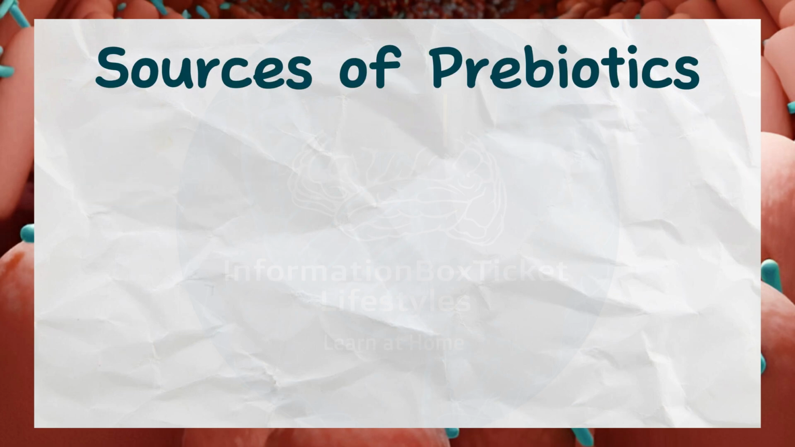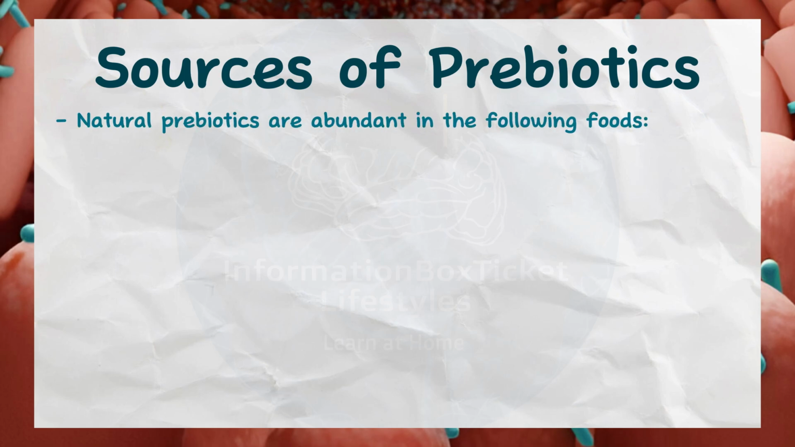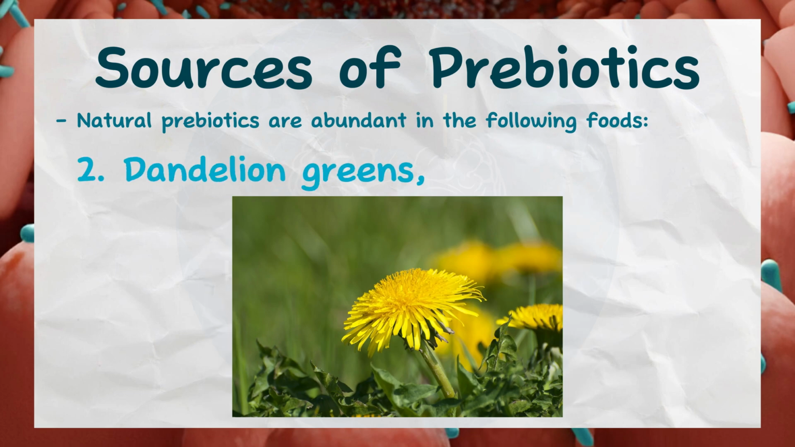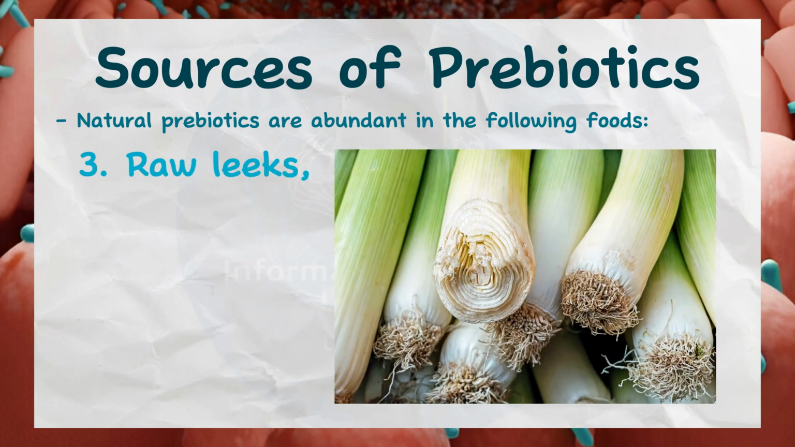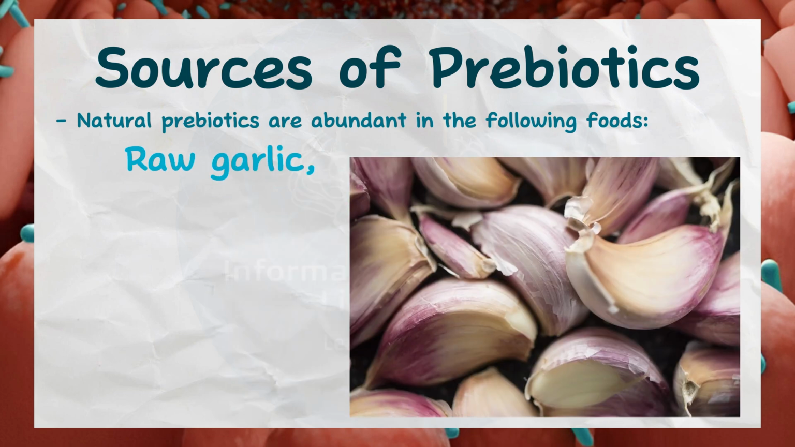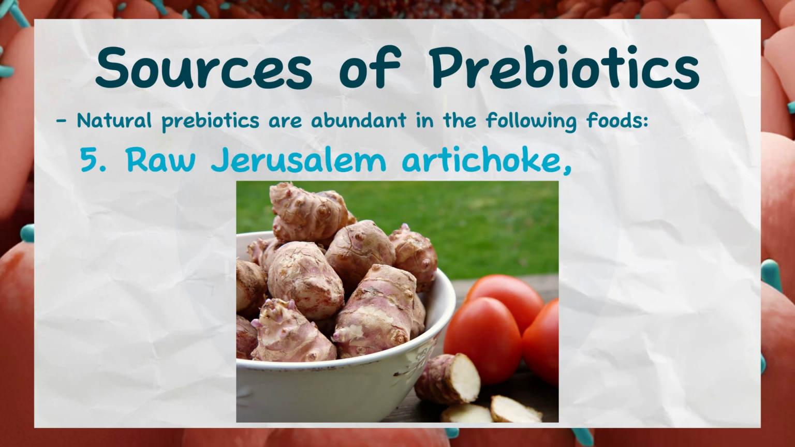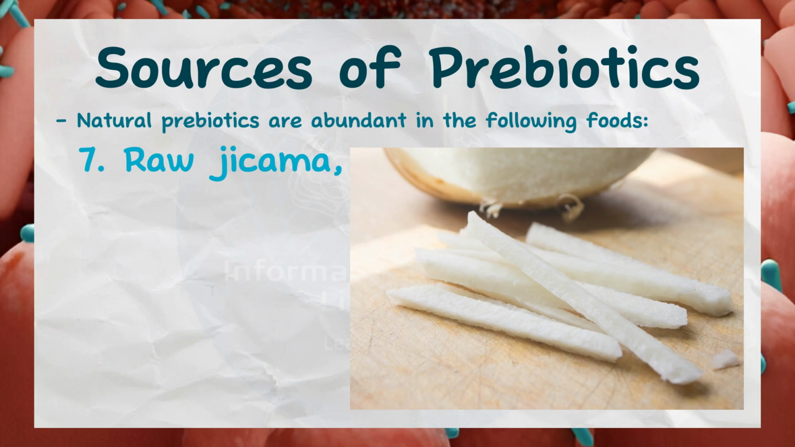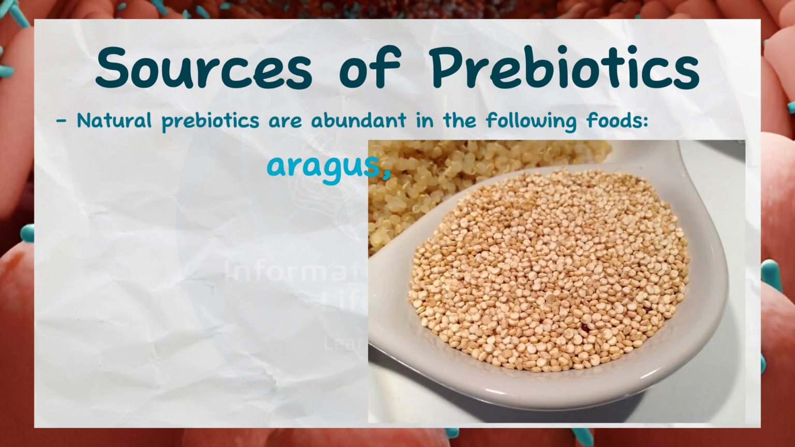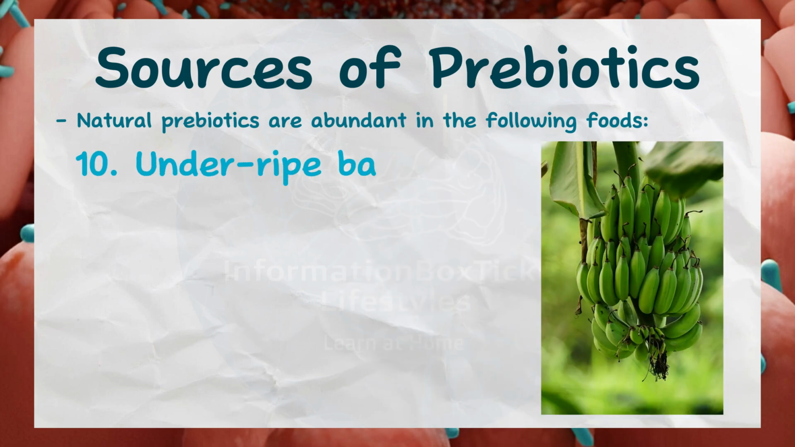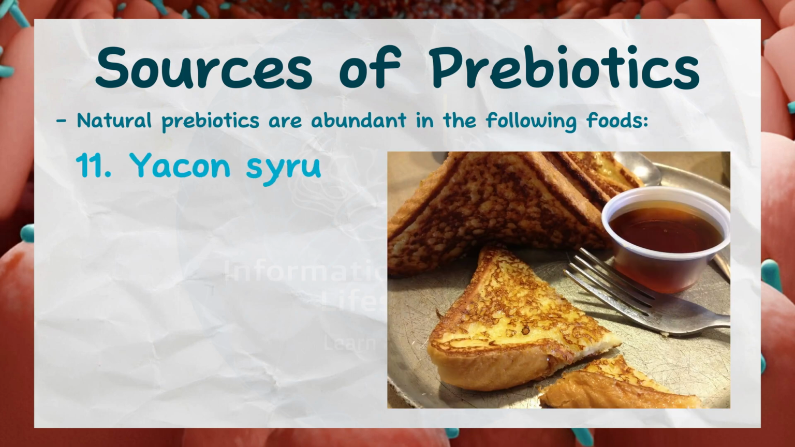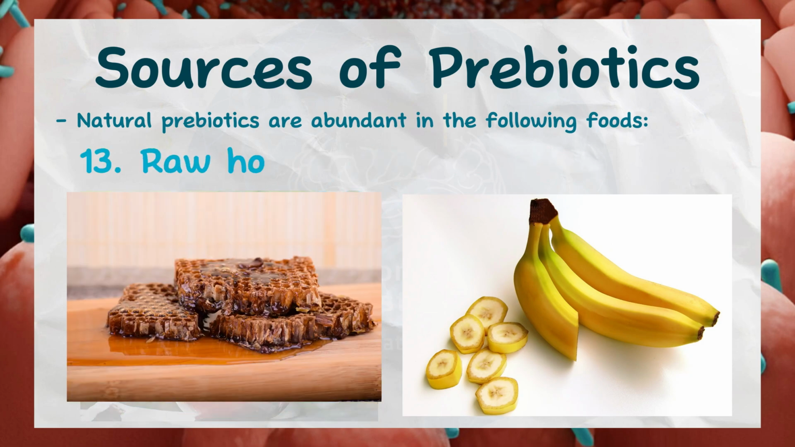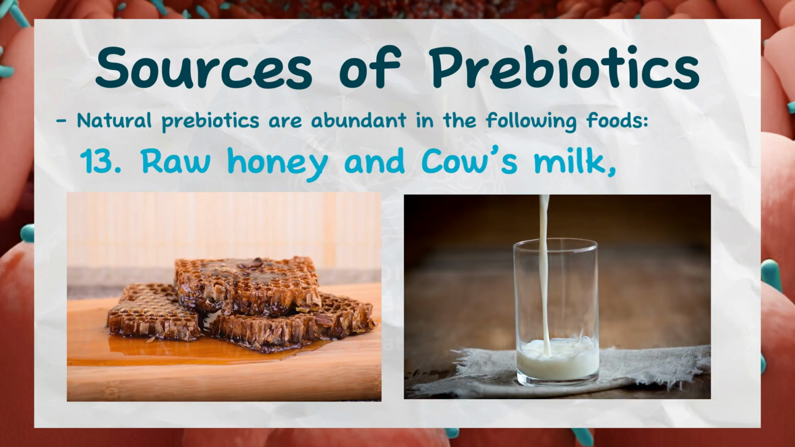Sources of prebiotics. Natural prebiotics are abundant in the following foods. 1. Chicory root. 2. Dandelion greens. 3. Raw leeks. 4. Raw garlic. 5. Raw Jerusalem artichoke. 6. Raw or cooked onions. 7. Raw jicama. 8. Raw asparagus. 9. Quinoa. 10. Underripe bananas. 11. Yacon syrup. 12. Apples with skin, bananas. 13. Raw honey and cow's milk.